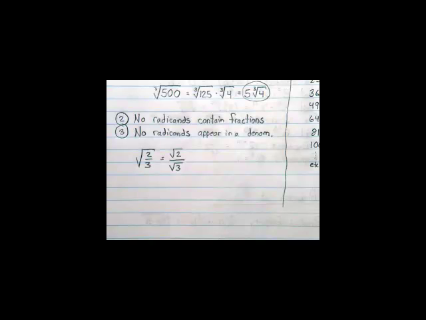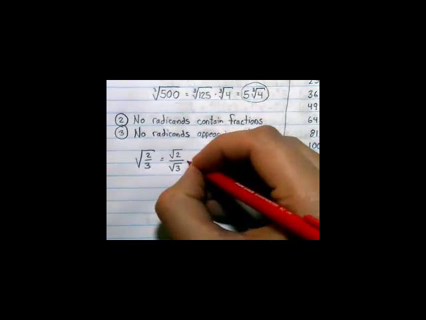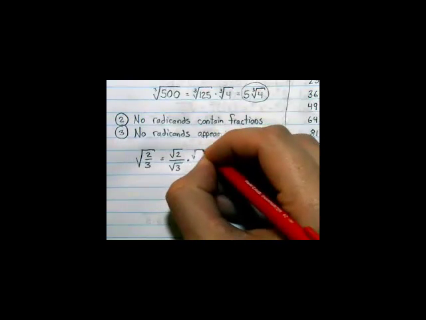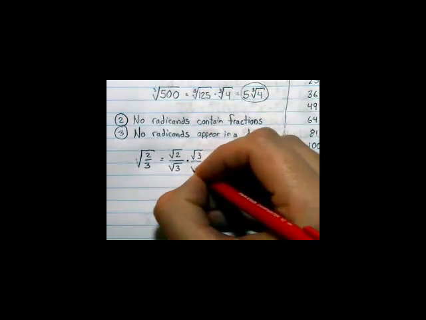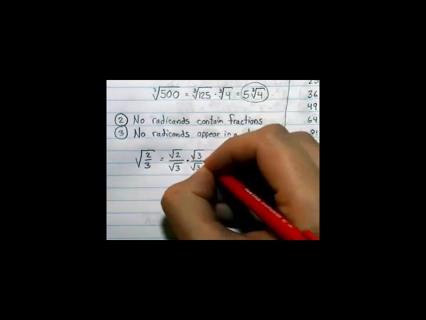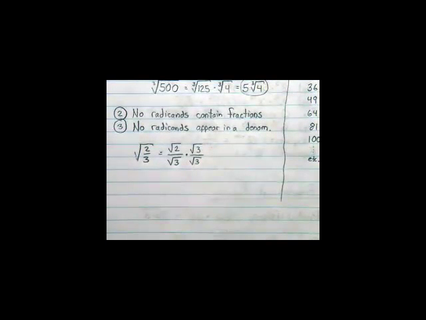Okay, so to take care of that problem, we have to rationalize that denominator. You guys have probably done that before. You did this in Algebra 1, I'm sure, at some point, where you multiply by the square root of 3 over the square root of 3.